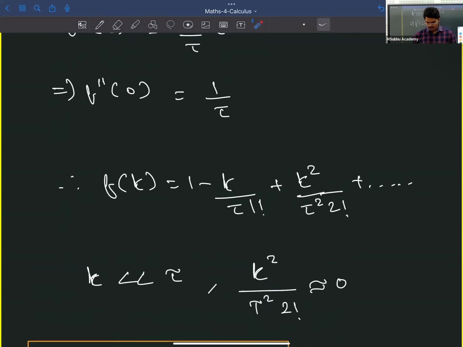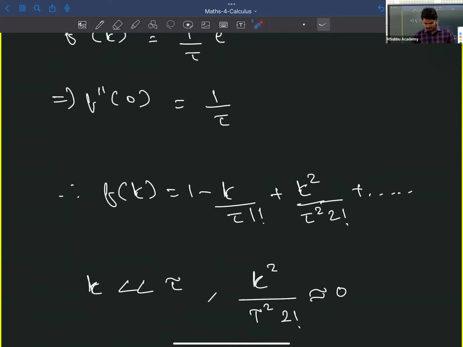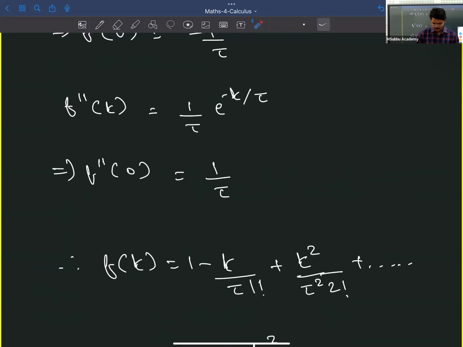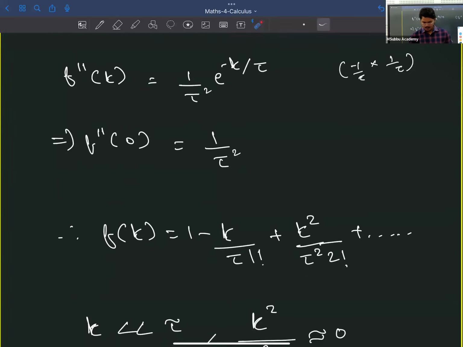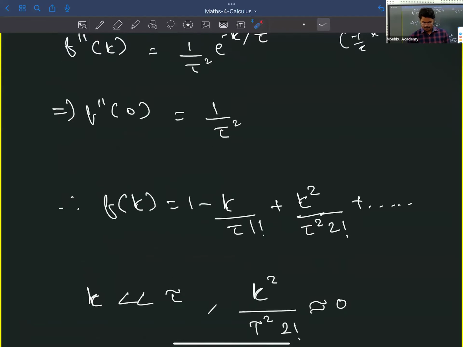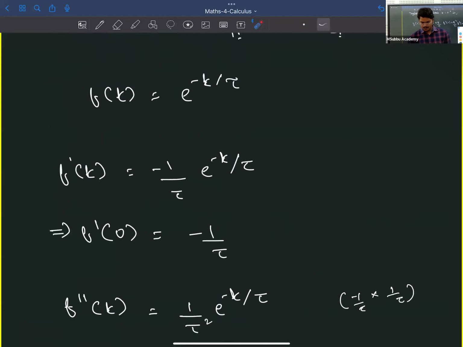Okay, actually just a minute. Here we get a square, because here we do minus 1 by tau into minus 1 by tau. So when we do that, because we are again differentiating this, minus 1 by t, minus t by tau, we get 1 by tau square. So just substitute those values in this equation.